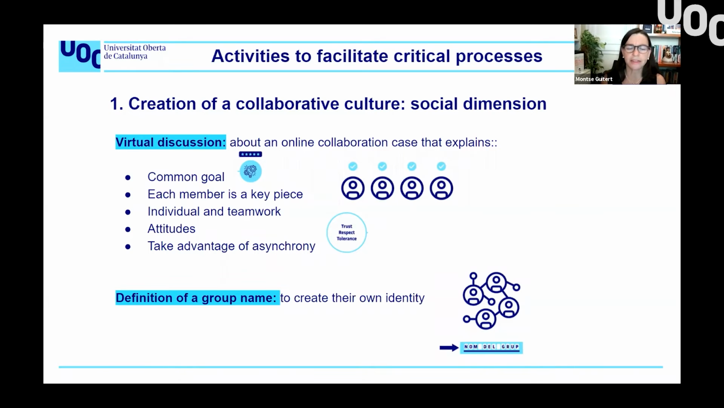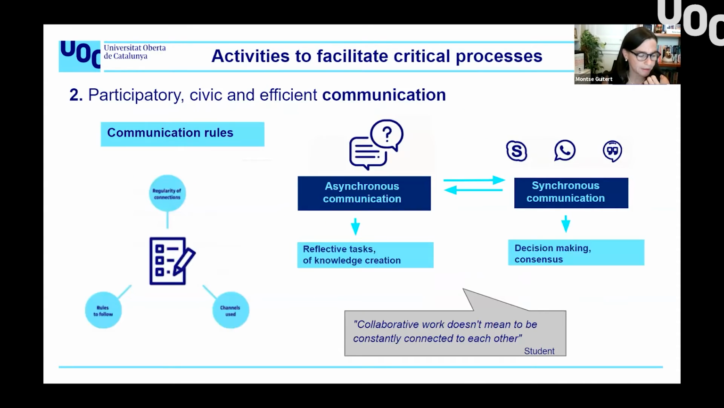Another activity is to define a group name. It facilitates the creation of their own identity, and it is very important to consolidate the group and develop the future teamwork. The second critical process is communication, participatory, civic, and efficient. During teamwork, communication is very important, and for this reason, it's important to define the rules of communication as a team.